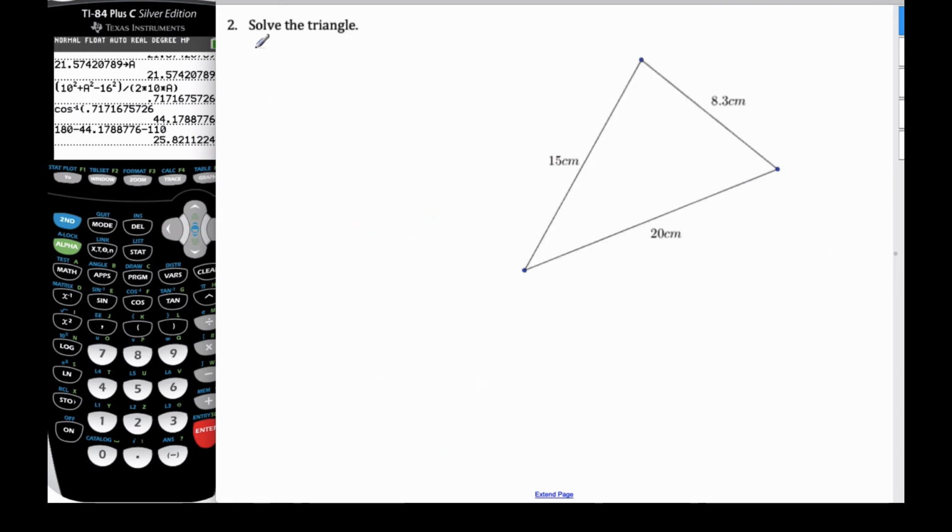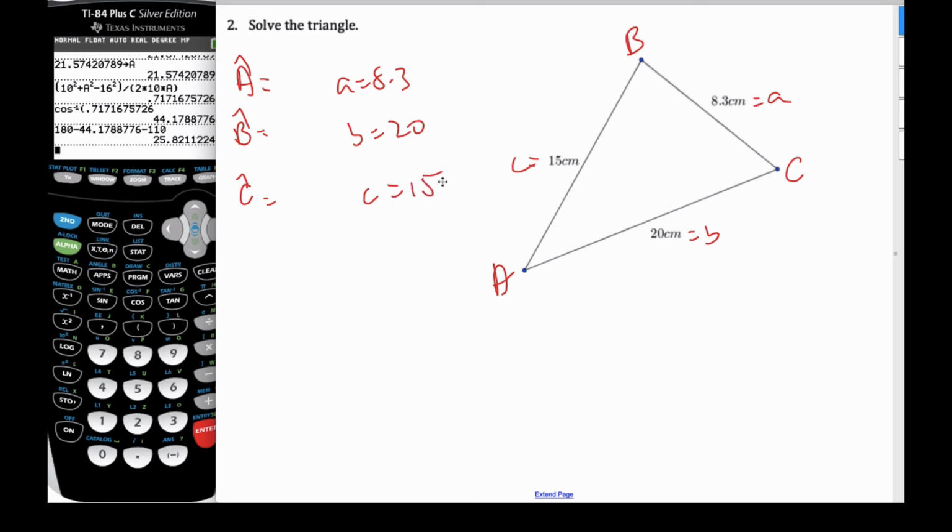Okay, now we want to solve this triangle. Okay, to solve this triangle, well, again, I'm going to label these different letters. Let's call it A, B, and C. So this is little b, little c, and little a. So angle A, B, and C. And I have side A is 8.3, B is 20, and C is 15.